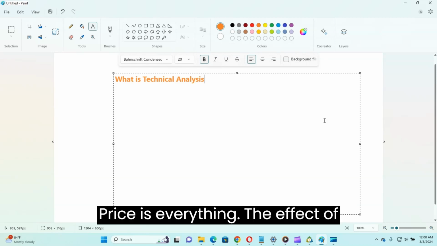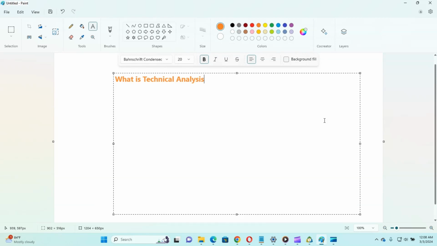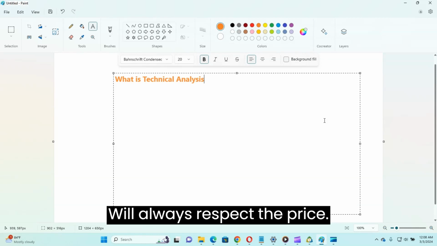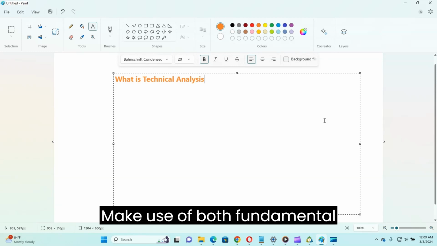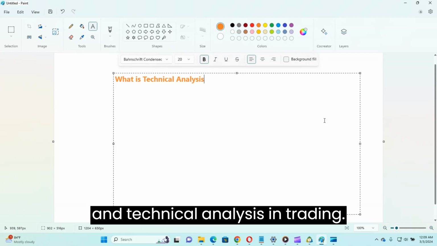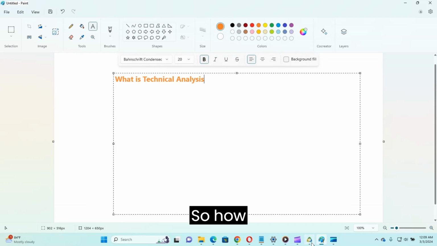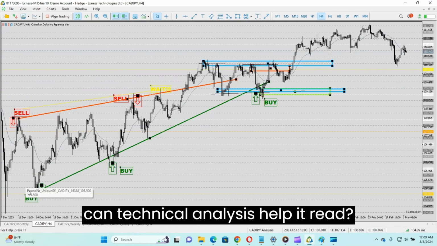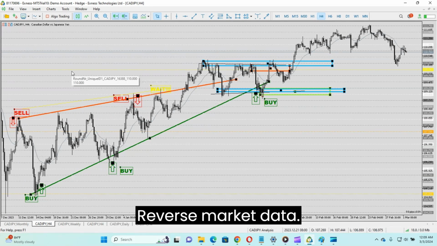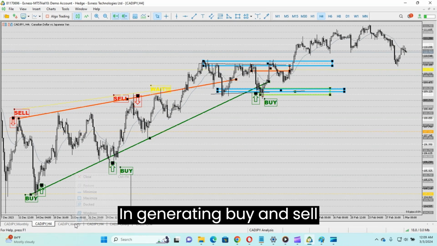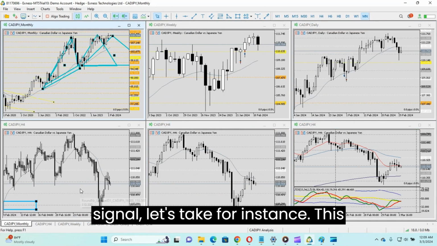Price is everything. The effect of fundamentals, we always respect the price. To be a successful trader, one must make use of both fundamental and technical analysis in trading. So, how can technical analysis help a trader? Now, you make use of previous market data in generating buy and sell signals.